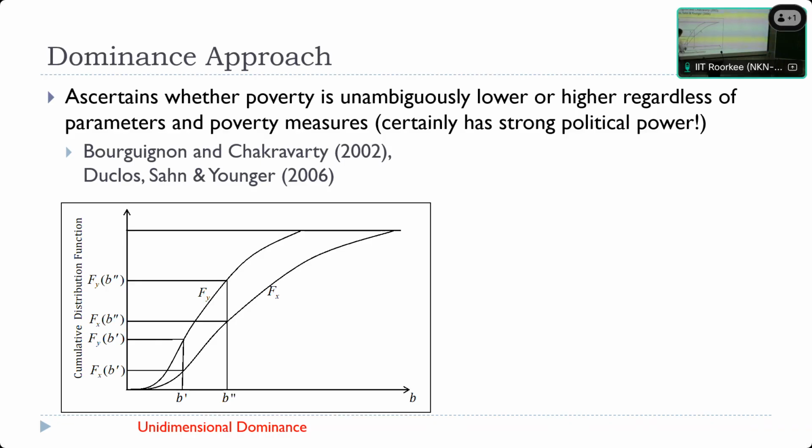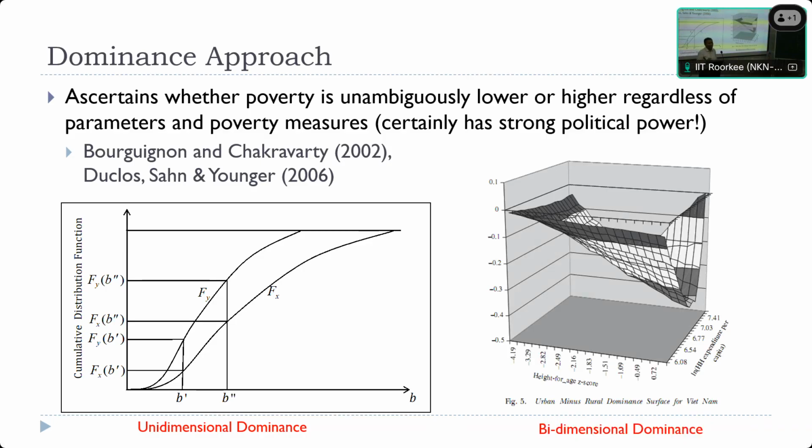Always try to think B1. If B1 is your poverty line, this is your headcount ratio. So for B1, which distribution has higher headcount ratio? So which one has more poverty? Not X, right? So Y has more poverty. So that means Fx is dominating Fy. So Fx has lower poverty, Fy has higher poverty. That's the idea in a single dimensional world. Yes?